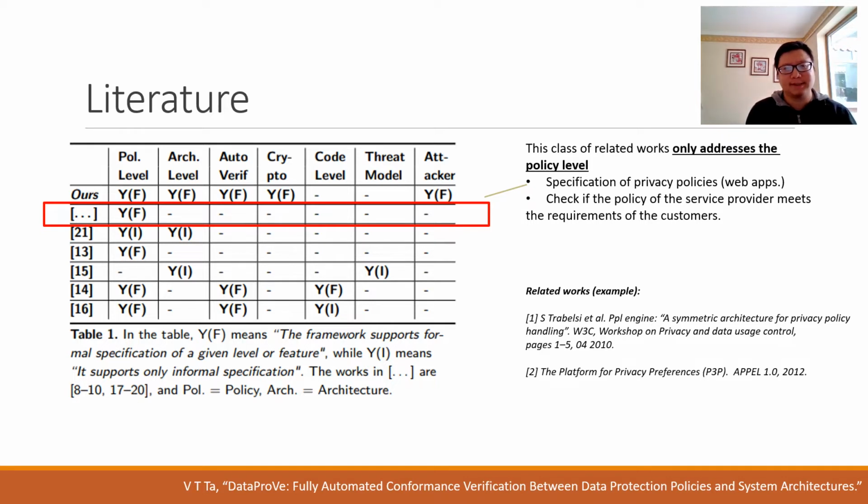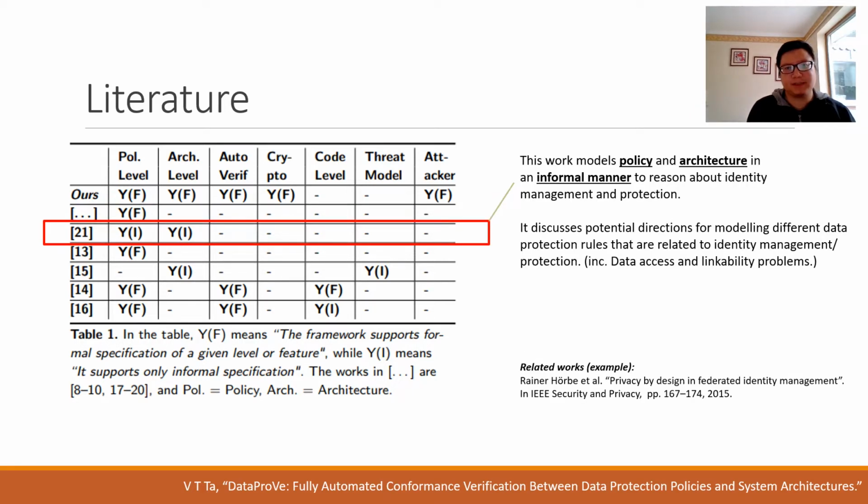For instance, some works only address the policy level, such as how to specify privacy policies of web applications and check if the policy meets the expectation of customers. Some works address both the policy and architecture levels, but in an informal way. So basically here, the authors discuss potential directions for modeling different data protection rules, such as data access requirements and data linkability requirements, which we also address in our paper.